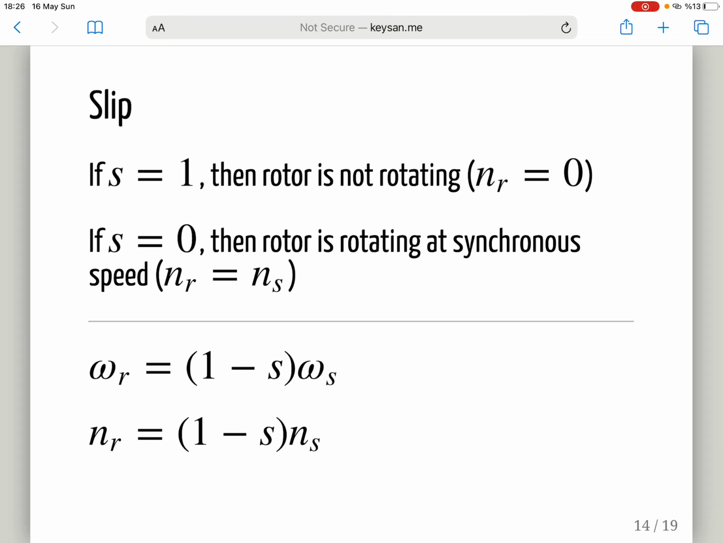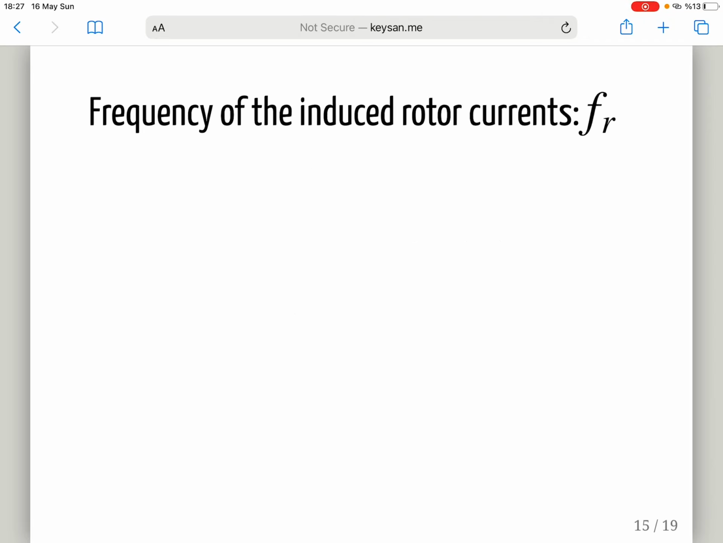Anyway, you can write the rotor speed in terms of slip and the synchronous speed as nr = (1 - s) times ns. So if slip is 0.5, that means the rotor is rotating at half of the synchronous speed. If the slip is equal to 0, then the rotor is rotating at the synchronous speed.